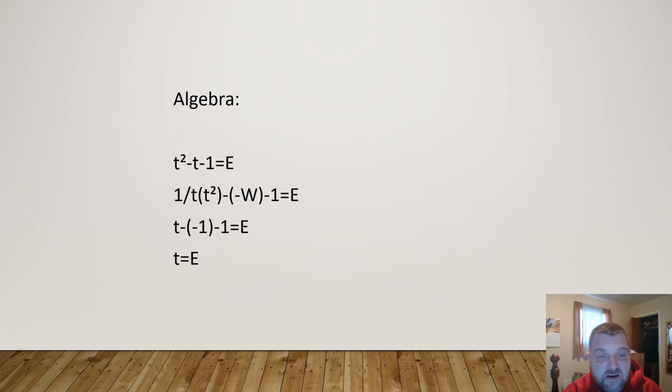So we have in algebra the golden mean parabola t squared minus t minus 1 equals E. And the coefficients there are 1 in front of t squared and minus 1 in front of t. So we know energy is 1. We can say that 1 over t times t squared, so one of the t's will cancel. Minus of the negative work minus 1 equals E. So you have time minus of a minus 1 equals E. So we have that T is equal to E, equal to energy, which we know also from E equals 1 over T.